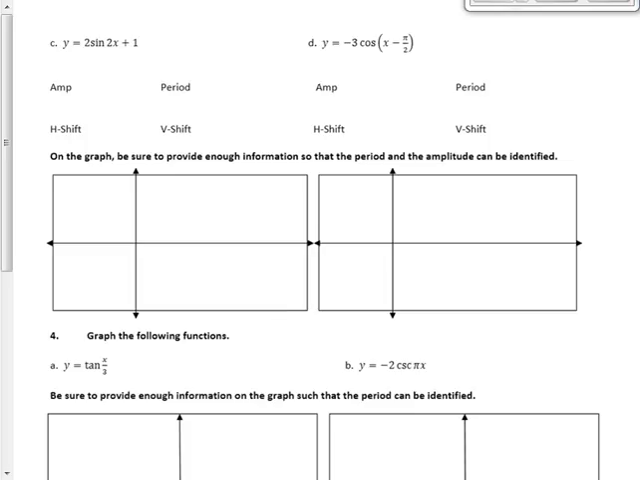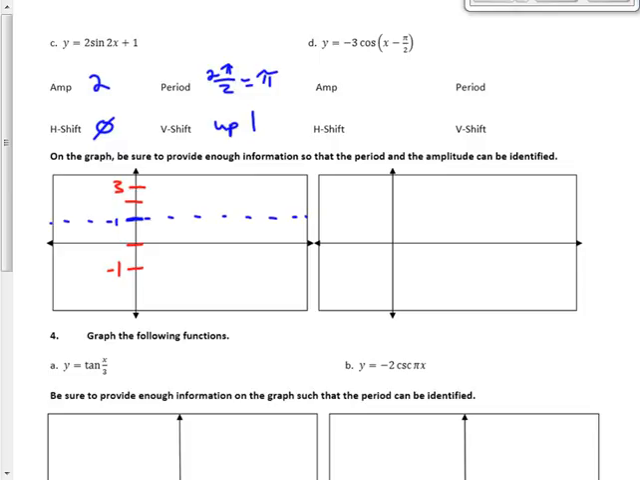Part C here. So I've got a sine graph with an amplitude of 2, a period of 2 pi divided by 2, or pi, a horizontal shift that wasn't there, and a vertical shift of up 1. So I'm going to do the vertical shift first. So I've got this graph going here. This is now my new x-axis. I've got an amplitude of 2, so I'm actually going to go 2 up from that and 2 down from that. And those are my new top and bottom of this graph.